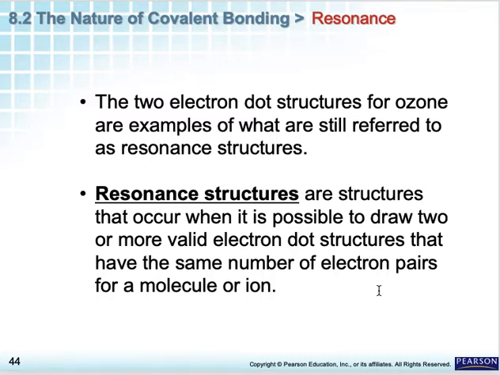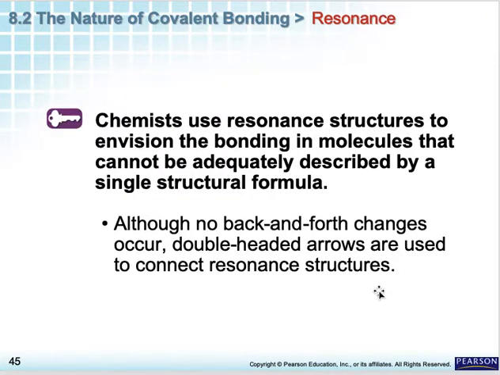Two electron dot structures for ozone are examples of what are still referred to as resonance structures, and you do need to know this definition. Resonance structures occur when it's possible to draw two or more valid electron dot structures that have the same number of electron pairs for a molecule or ion. Chemists use resonance structures to envision the bonding in a molecule that cannot be adequately described by a single structure. There's no back and forth flipping or changing between them. We use double-headed arrows to connect them, saying that both of these are happening at the same time.